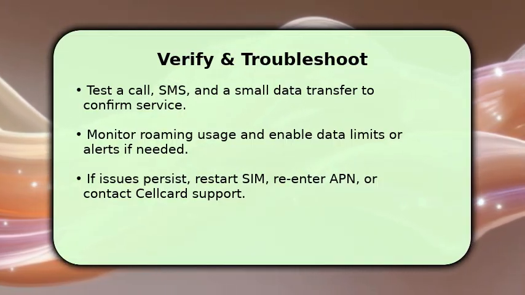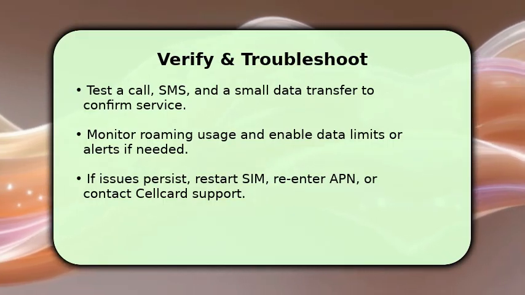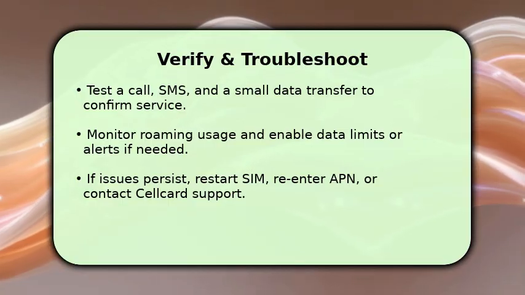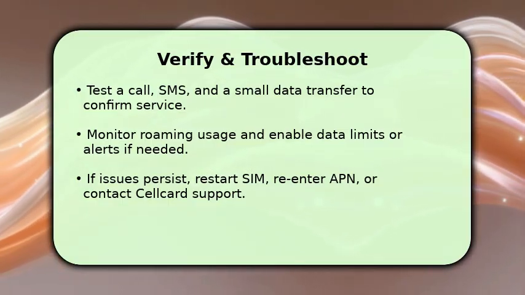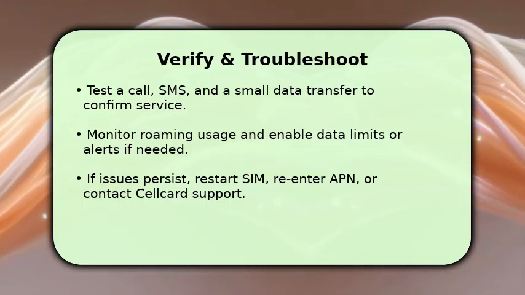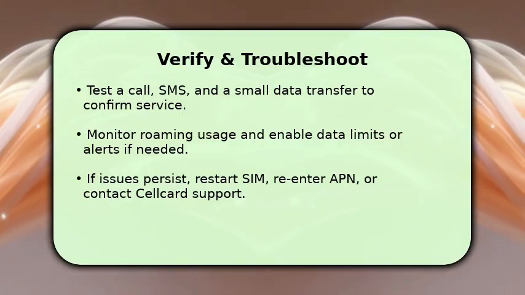If you still can't connect, try one key troubleshooting tip. Toggle SIM off in settings or remove and reinsert it, then re-enter the APN exactly and reselect a partner network. If that fails, contact Cellcard support with your IMSI and last registration attempt so they can provision roaming.